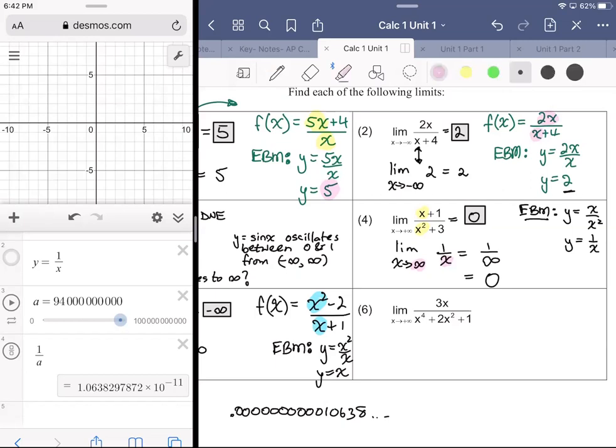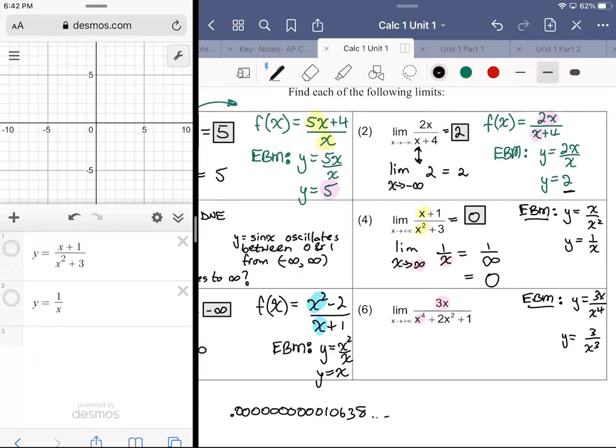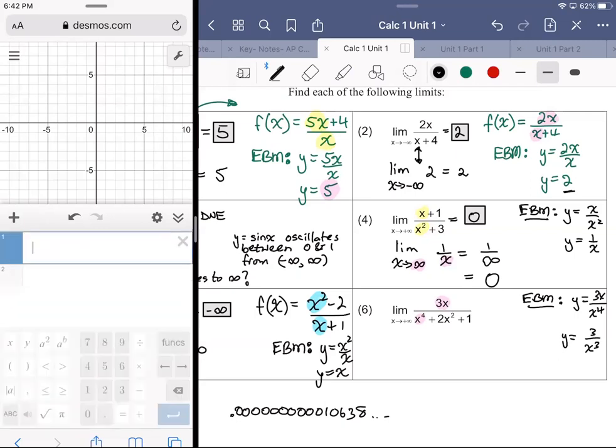The next one, we have a 3x, that's the high power on the top, and x to the fourth, the high power on the bottom, so our end behavior model is y equals 3x over x to the fourth, which simplifies to y equals 3 over x cubed. Let me get rid of some of this fluff here. I could take my original function and actually I'll just take it from scratch here.